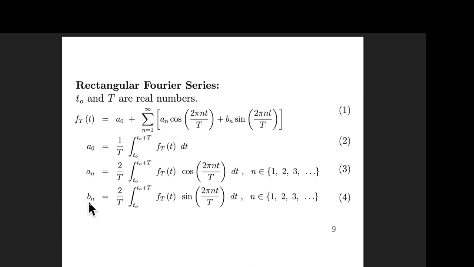This is the same formula that was derived earlier in this lecture for B1, where n equals 1 was put in this expression. This is not an error, in terms of there's a 2 here, a 2 here, and there's no 2 here. This is correct for the rectangular form of Fourier series.